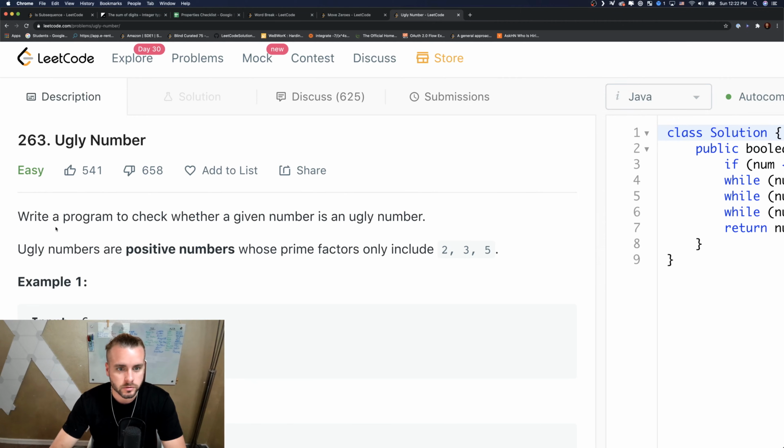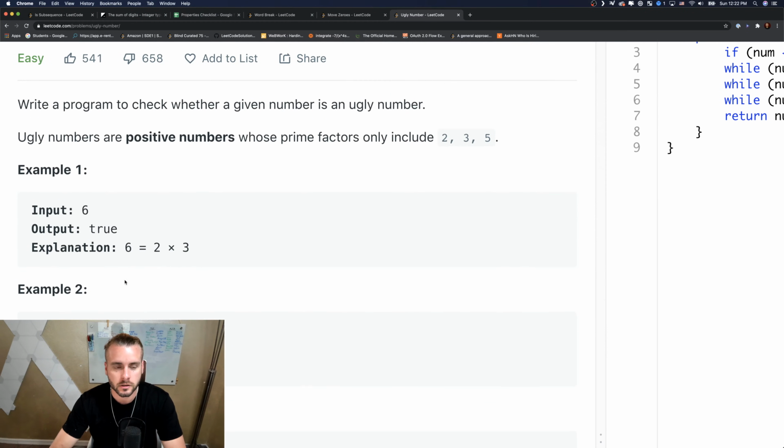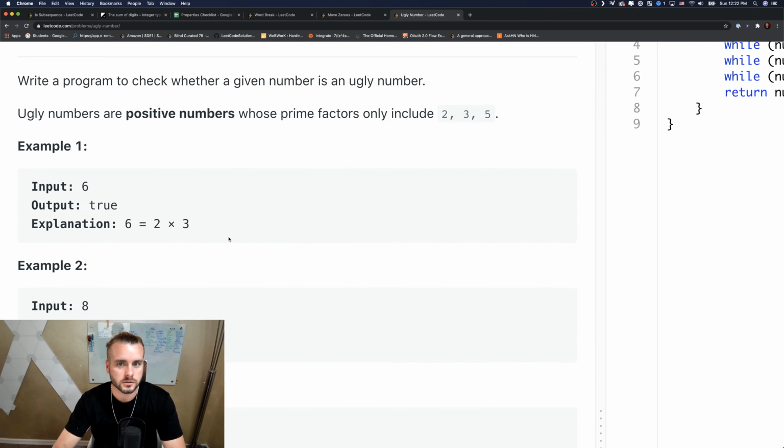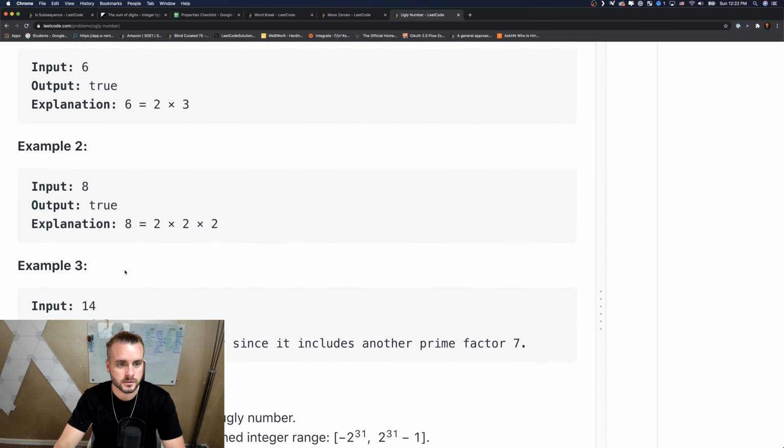Ugly number. Write a program to check whether a given number is an ugly number. Ugly numbers are positive numbers whose prime factors only include 2, 3, and 5. So basically, it's a simple explanation. Only those prime factors, so it can't include something like 7, 11, stuff like that.